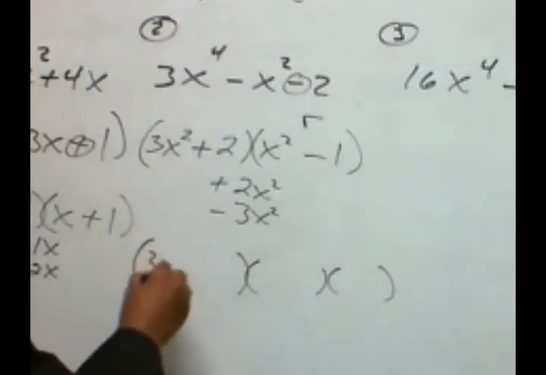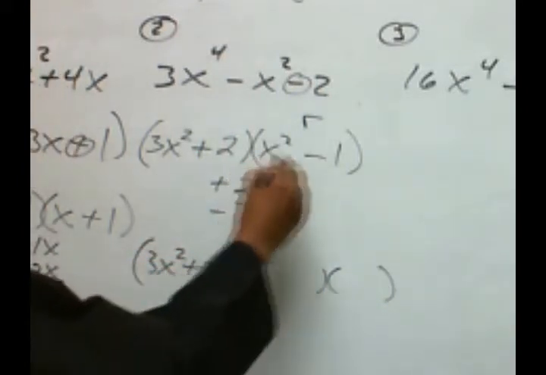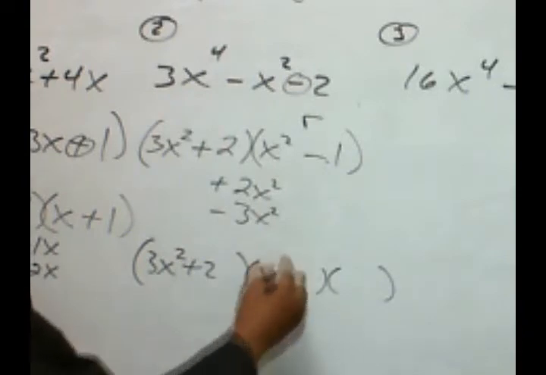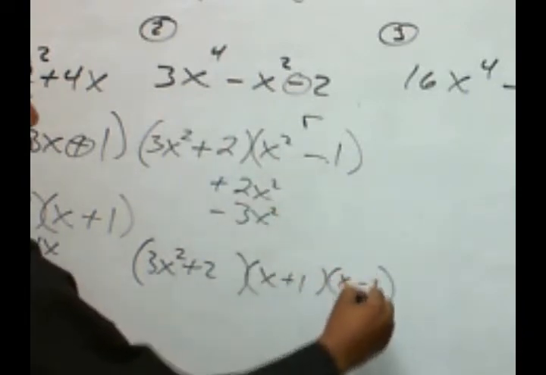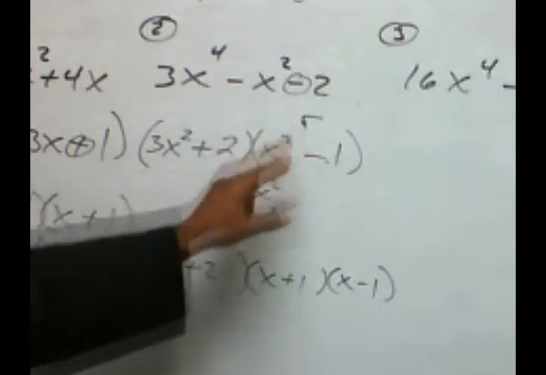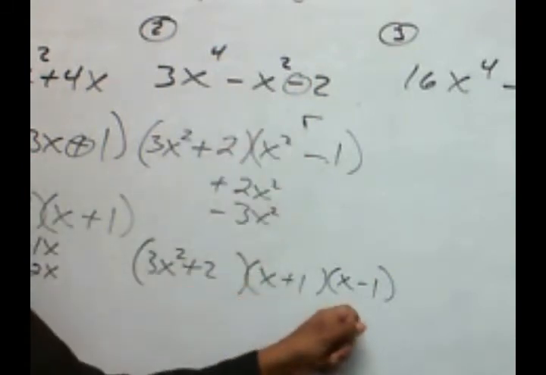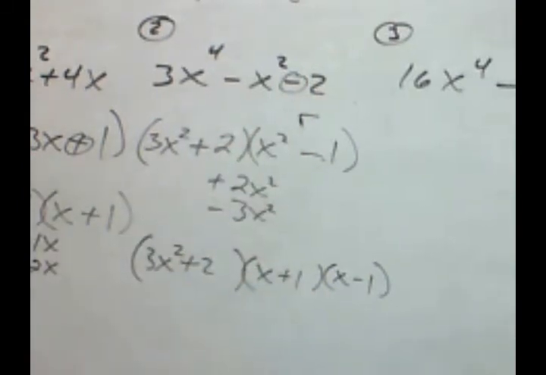So this used to be 3x squared plus 2. This used to be x plus 1 times x minus 1. So this trinomial used to be 3 binomials before multiplication.